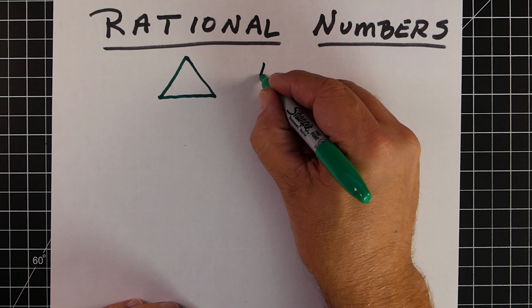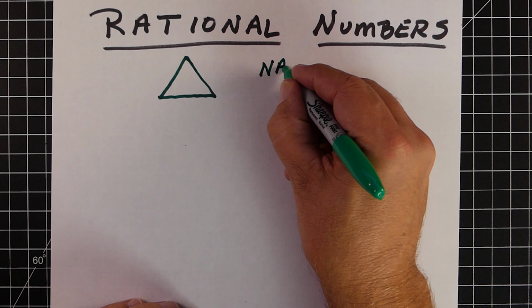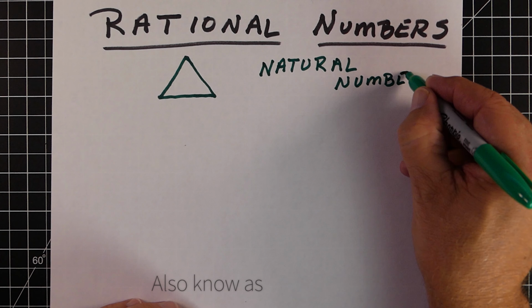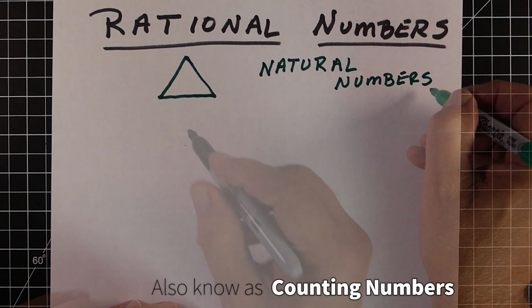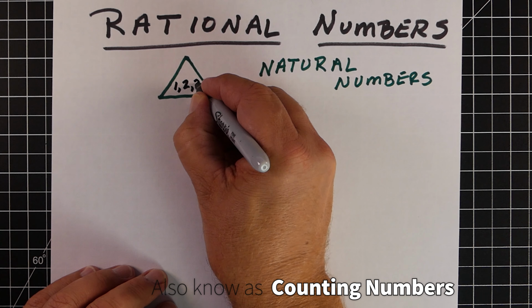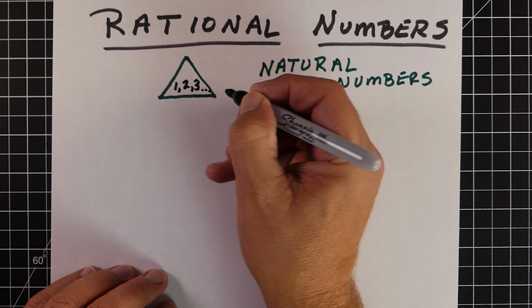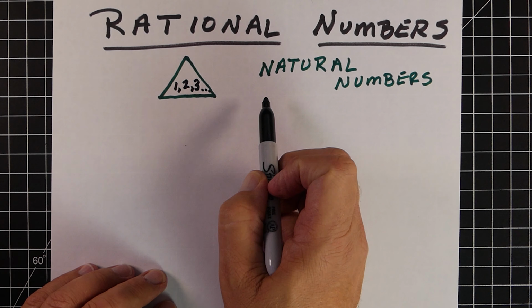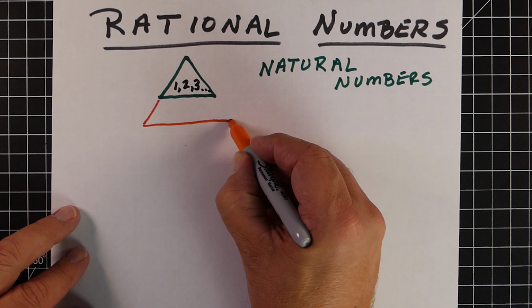So rational numbers, we'll break it down pyramid style for this one. The first category is natural numbers, sometimes also known as counting numbers. It's basically just 1, 2, 3, and it continues on forever. So that's considered a rational number.